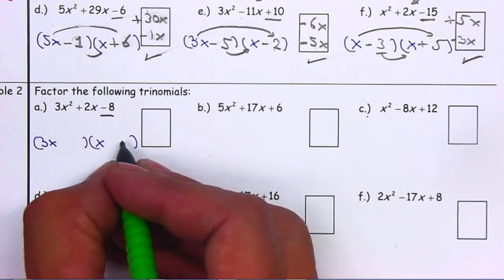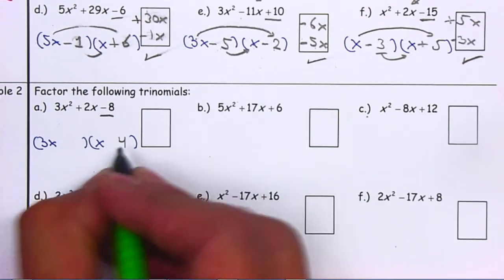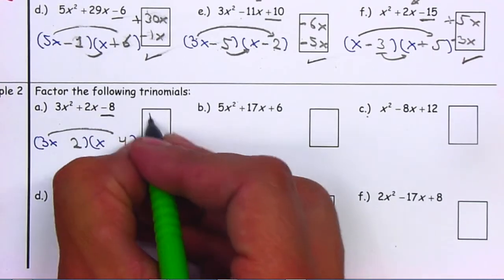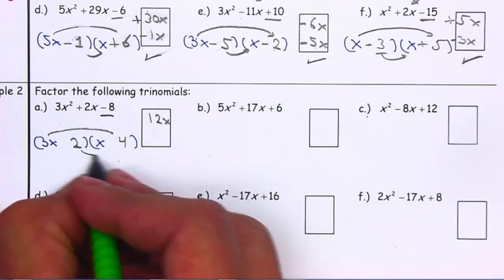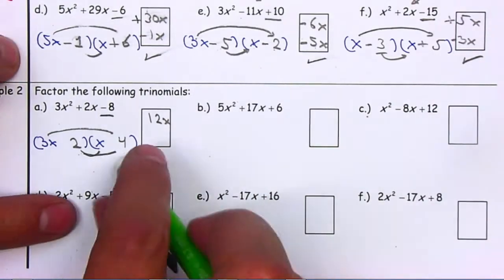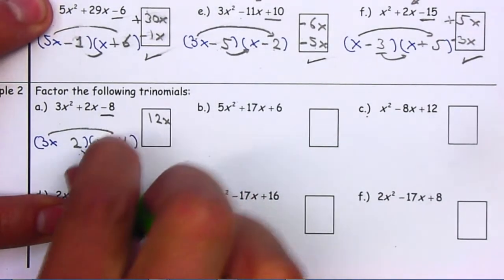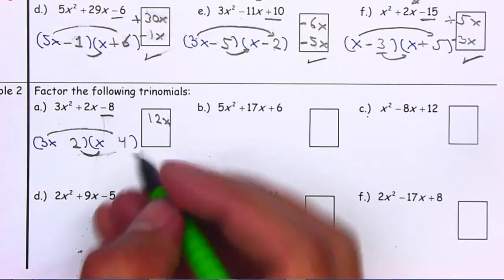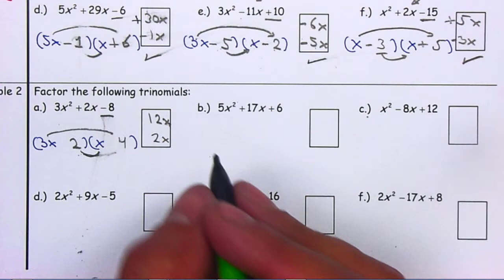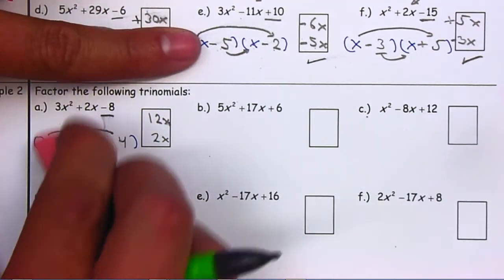I'm going to place my 4 here. So it'll be 2 times 4. That gives me 12x. This gives me 2x. So if I subtract them, does it give me 2? No. So let me go and switch them around.